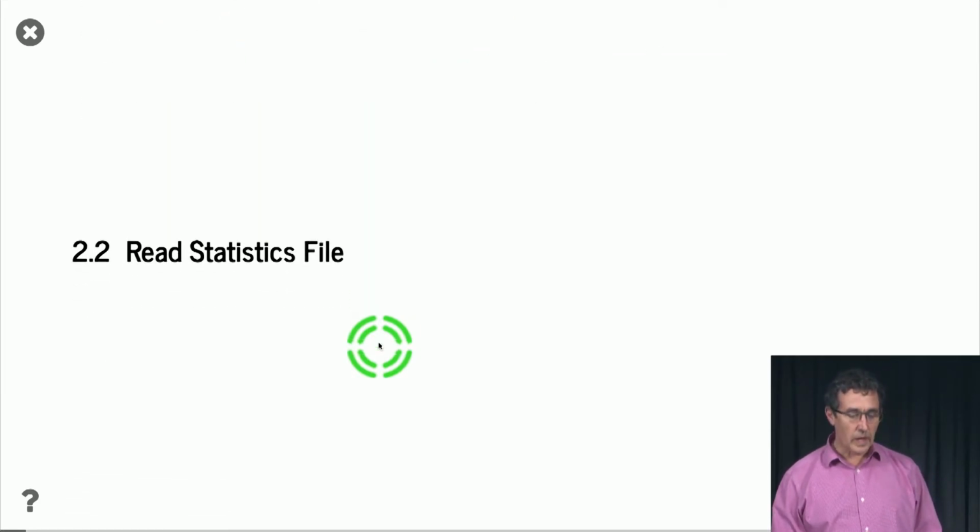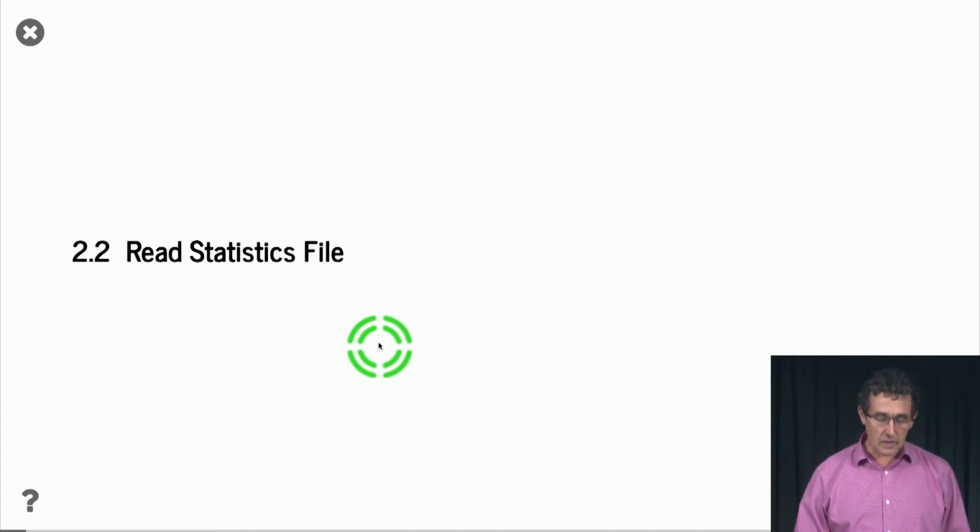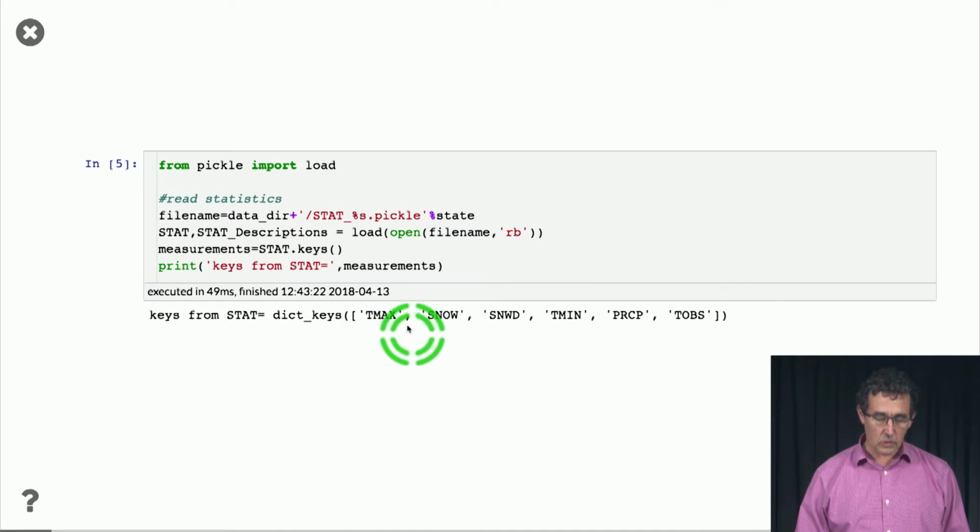Okay, so we have to read some information in before we do this analysis. So the first is we're going to read the statistics file, the pickle file that has the statistics for the state of New York. And here is what we did, and it shows us that we got the statistics for these 6 measurements. We are only going to use snow depth.